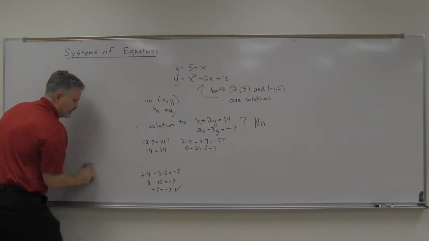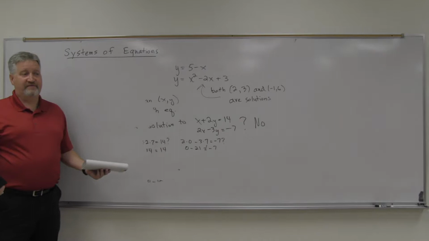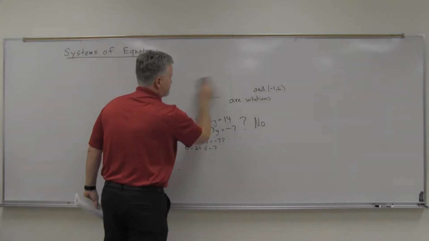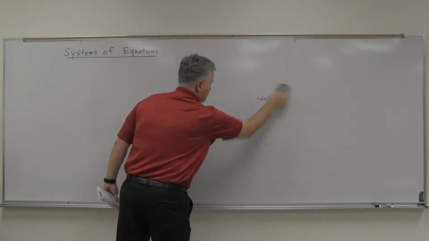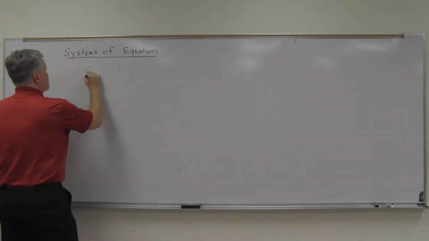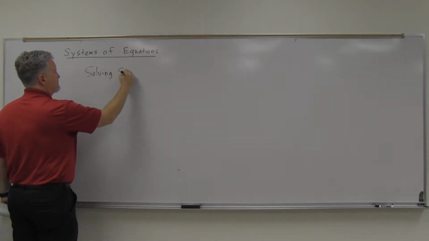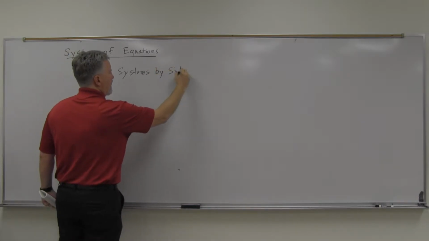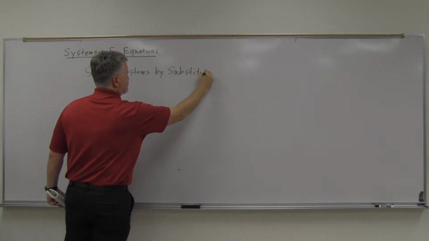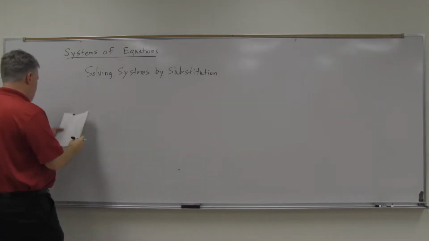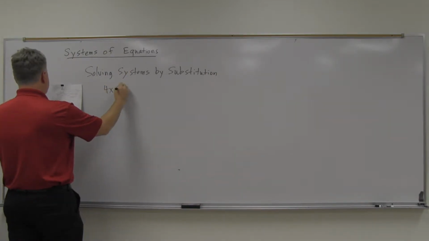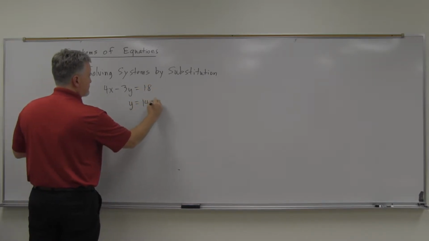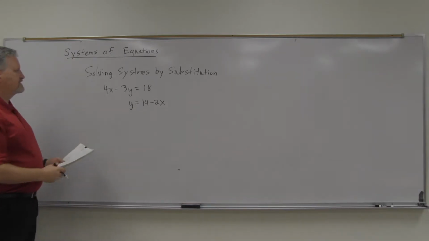Now, there's two basic ways of solving systems, and we'll talk about both of them here. The first way is substitution. Solving systems by substitution. All right, so 4x minus 3y equals 18, and y equals 14 minus 2x. So that's our system of equations.